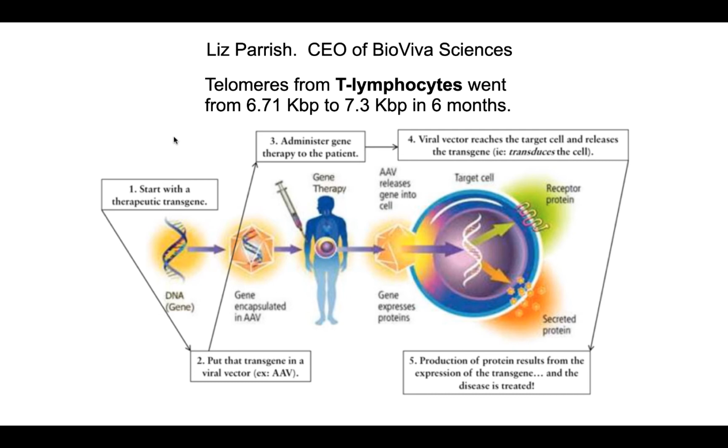Her company was developing a system where she could force telomerase to be turned back on in a bunch of different cell types of hers. Okay, it's called gene therapy. And she was her own patient zero. She injected herself with these viruses that were engineered to turn telomerase back on in her cells. The idea being that it increases the length of her telomeres, and she did this for her T lymphocytes. And sure enough, within 6 months, her telomeres went from 6.71 kilobases to 7.3 kilobases.